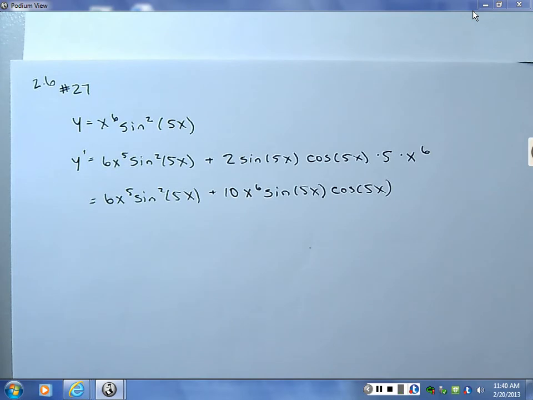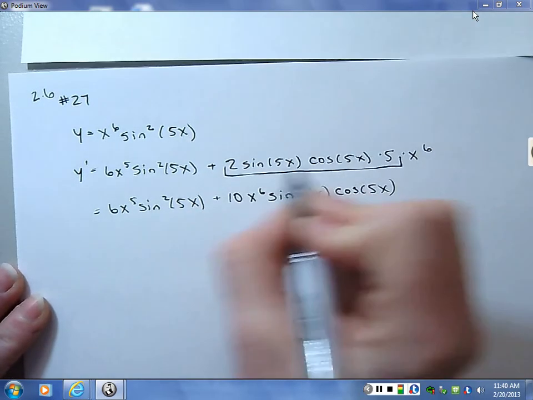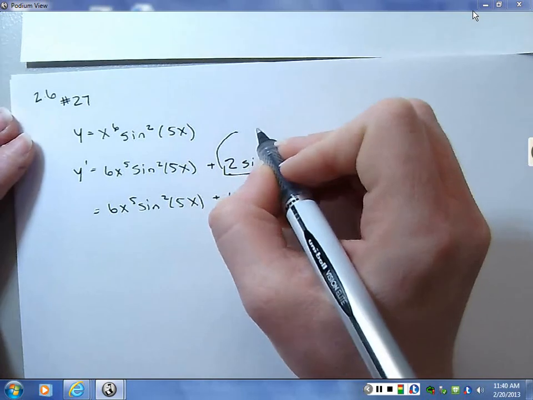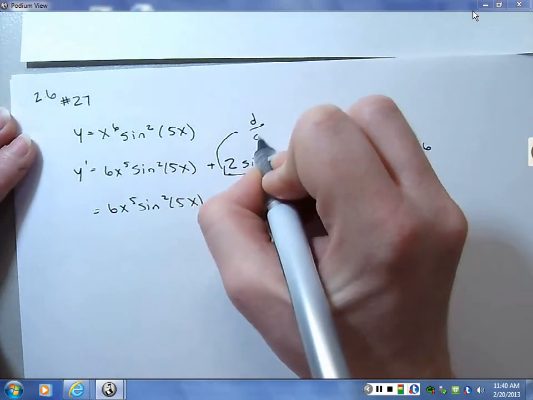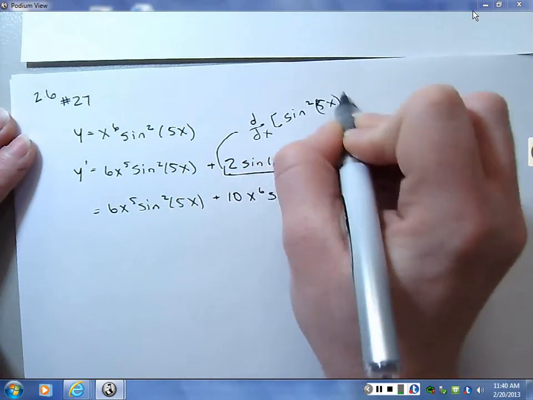Sorry, I don't get this. Go to this. 2 sine 5x? Oh, yeah. This whole thing is the derivative of sine squared of 5x. So this whole thing here is the derivative of this function here. So if I take the derivative with respect to x of sine squared of 5x, I get what I have here.